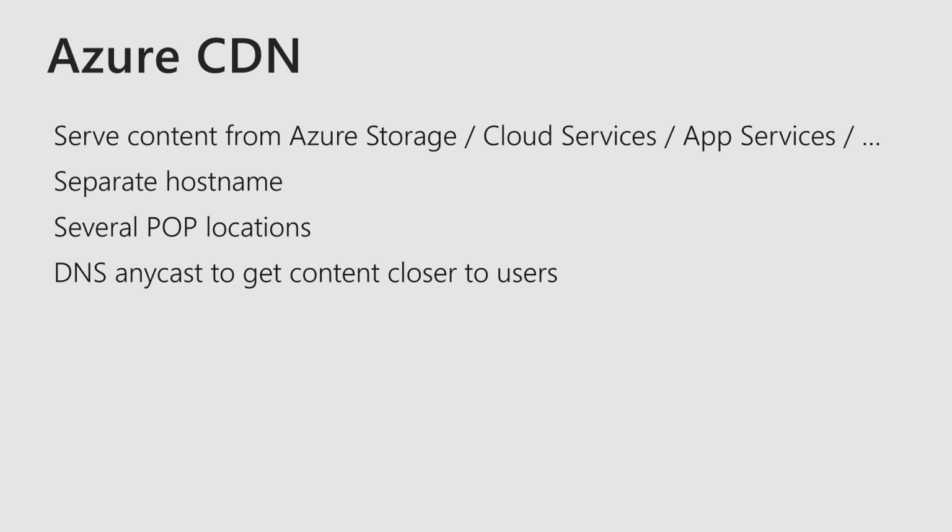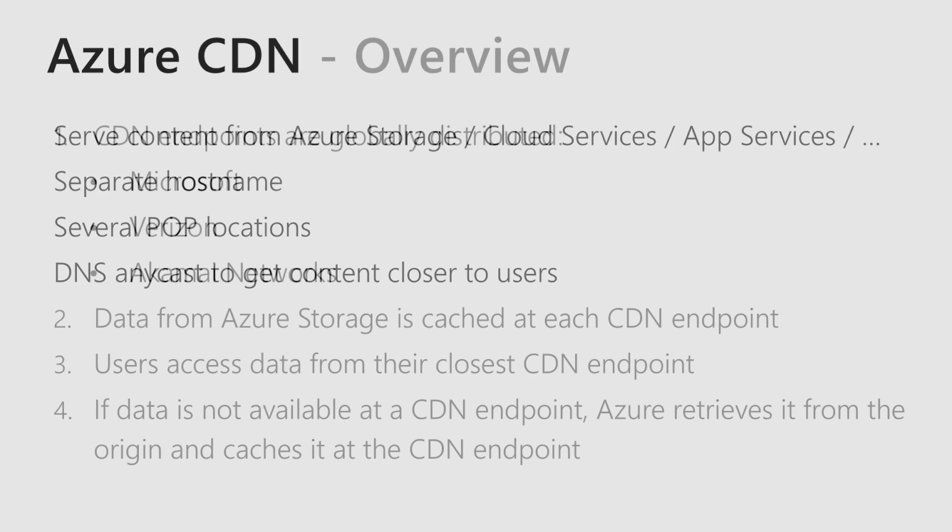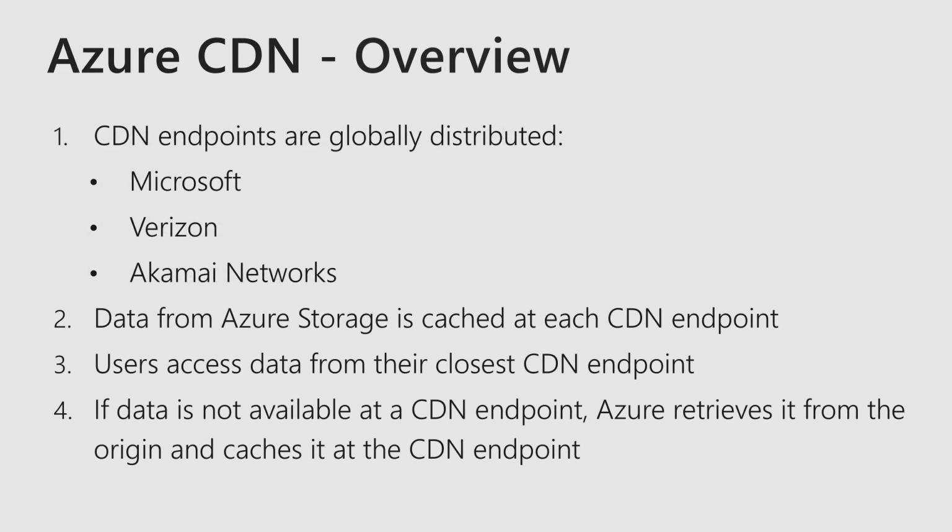The DNS anycast will basically get the content closer to users, because what happens is that we have 3 networks that we can use. It's the Microsoft, the Verizon, or Akamai. And all of them will work in a similar way.